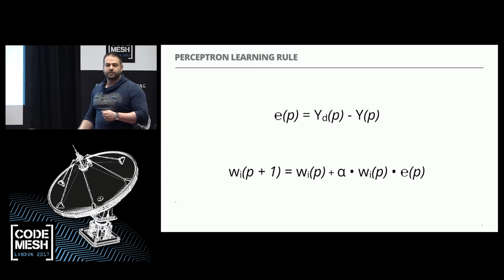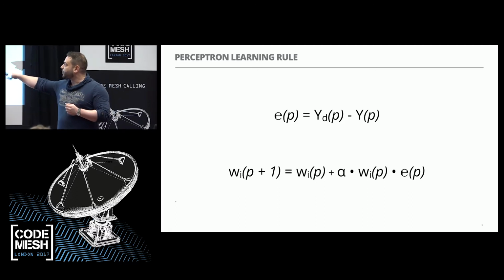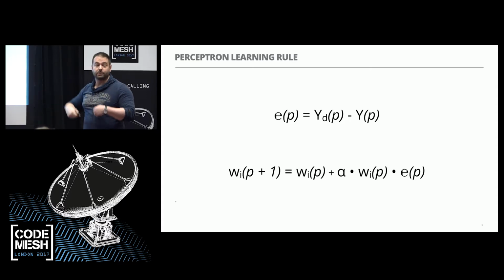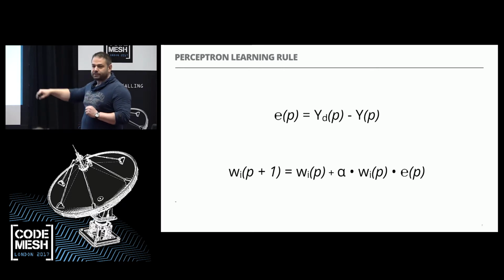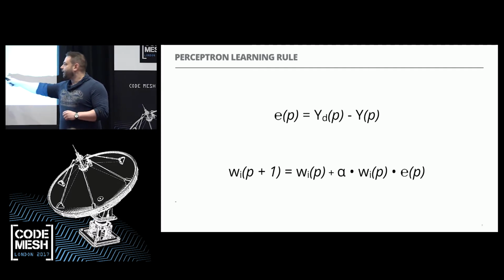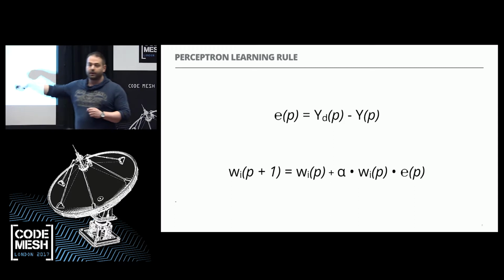And what we're going to do then is change these weights. In this case, if the error is positive, that means the desired output is higher than the actual output, so we need to increase the weights a little bit. Otherwise, we need to decrease the weights, and that's what this rule is doing. So we add some constant factor alpha times the current weight times the error to the current weight.